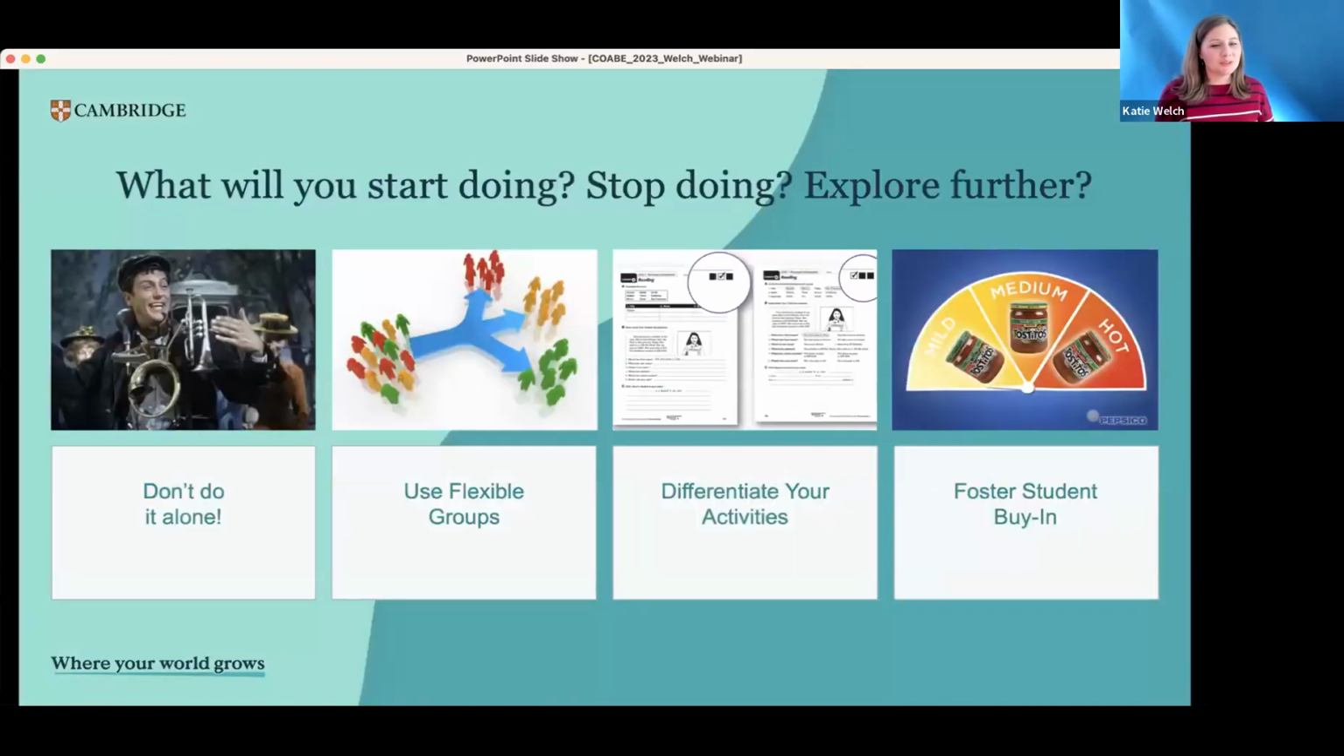Okay, so those are our 4 easy buttons. Again, I don't want to say this is easy because it's not. I teach in these classrooms. I know how hard this is. But these are some things that make it easier.